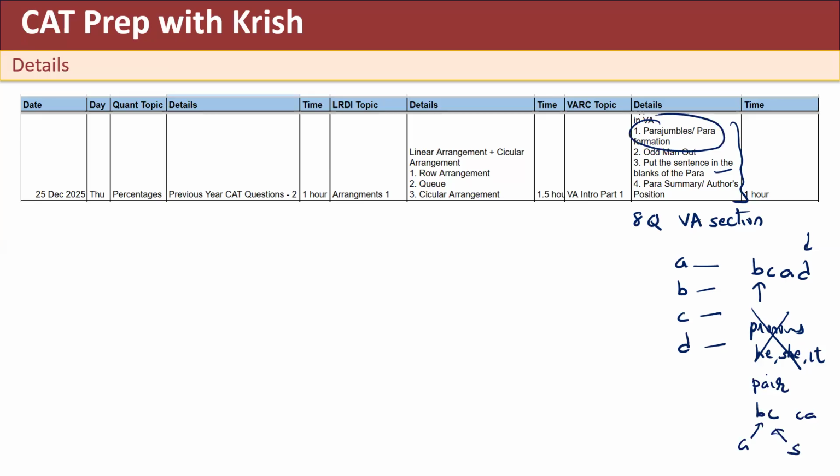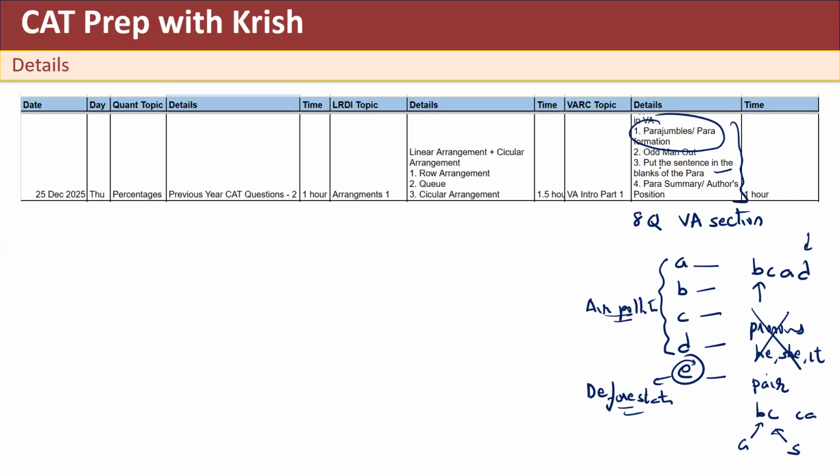Then odd man out is where you will be given 4 or 5 sentences and you will be asked to select a sentence which is not in line with the context. For example, let's say the first 4 lines are talking about air pollution. And let's say the last line is talking about deforestation. Then we can say that option E is the odd man out because the rest of the sentences are talking about air pollution, whereas this one is talking about deforestation.